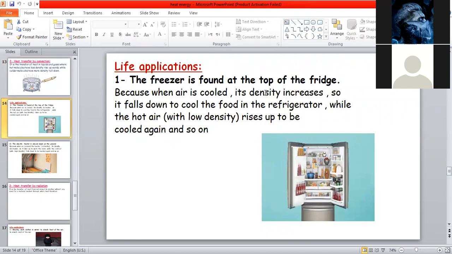is at the top of the fridge. Why do we put the freezer at the top of the fridge? Or why do we hang the air conditioner at the top of our room? Because when the air at the top is cooled, its density increases, so it falls down to cool the food in the refrigerator. The hot air becomes low density, so it rises to be cooled again, and so on. The cold air falls down because its density increases.